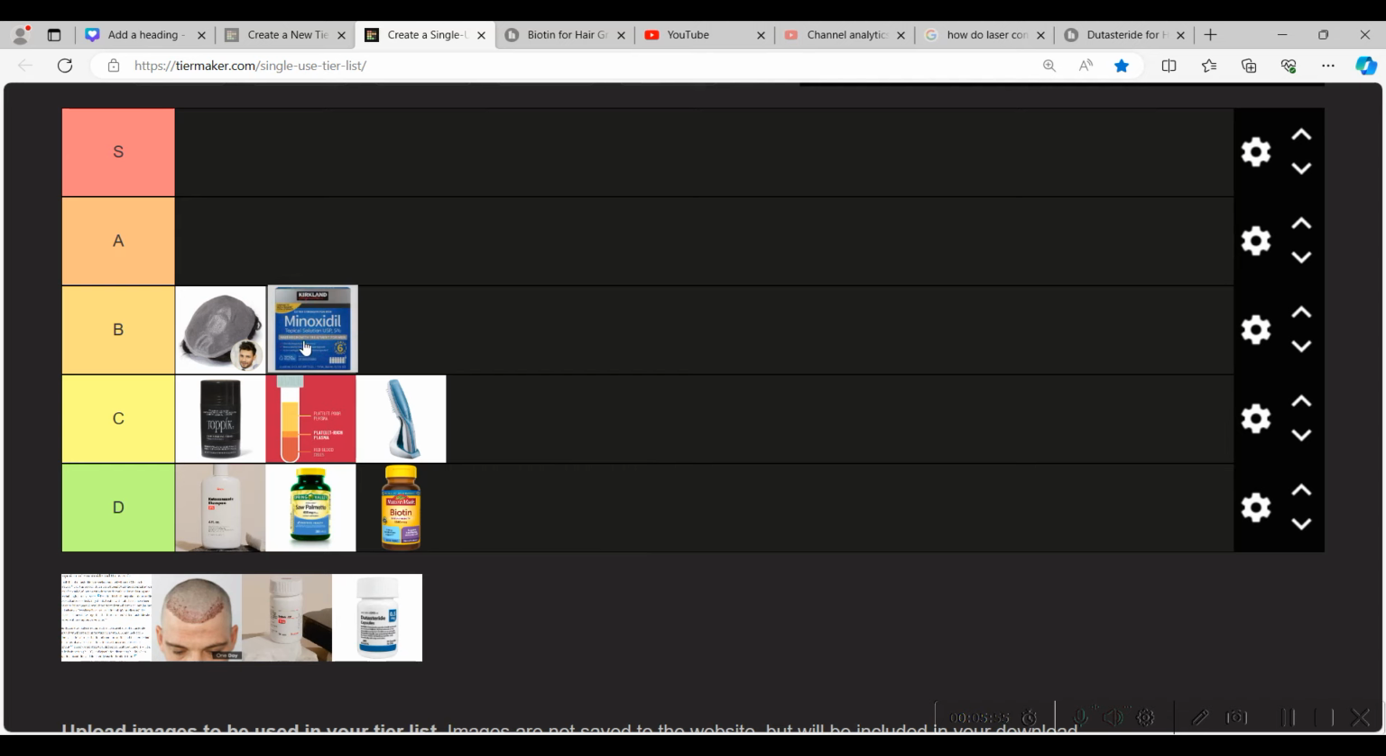Next up on B tier is minoxidil. Minoxidil can be found in oral form, liquid, or foam. It's fairly inexpensive for the most part, and it's also FDA approved. It works to reverse the miniaturization of your hair follicles and increase blood flow to the hair follicles. It also stimulates movement to the growth phase, and then it extends each follicle's growth phase as well.